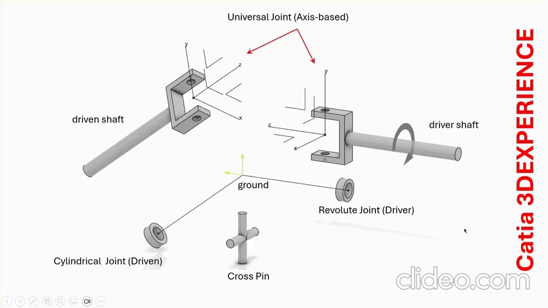Okay, I've separated the stuff here so you can see it. There is a ground which has the two bearings in it. There is a driven shaft, there is a driver shaft, and these are identical. Therefore, I make only one and then use an instance of it using multi-instantiation. And then there's the cross pin, and there are going to be two cylindrical joints because of the cross that you see here.